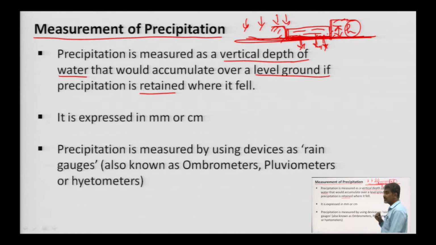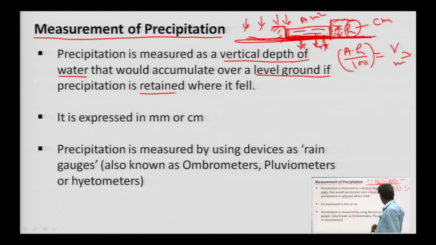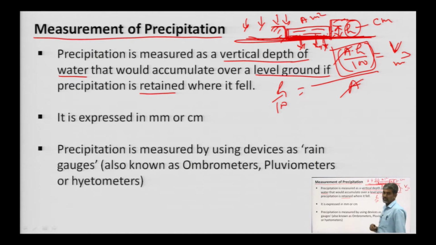What do we have to measure? We have to measure this h. Suppose the cross-sectional area of this location is A. The quantity of the water which has been stored within this container will be A into h. Say A in meter square, and h suppose in centimeter. So, this is the quantity of the water in unit meter cube. When this quantity of water is divided by area, we will get 100 h by 100, and h is in centimeter. So, this is the procedure.